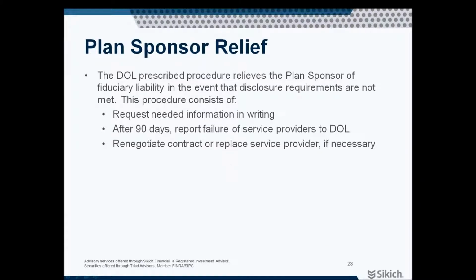Now, the plan sponsor does have some relief. The DOL prescribed procedure relieves the plan sponsor of fiduciary liability in the event that the disclosure requirements are not met. This procedure consists of you need to request needed information in writing to your covered service providers. And then after 90 days, if you do not receive what you need in order to make those disclosures usable, you should report the failure of your service providers to the DOL. And the last point is renegotiate your contract or replace the service provider if necessary.